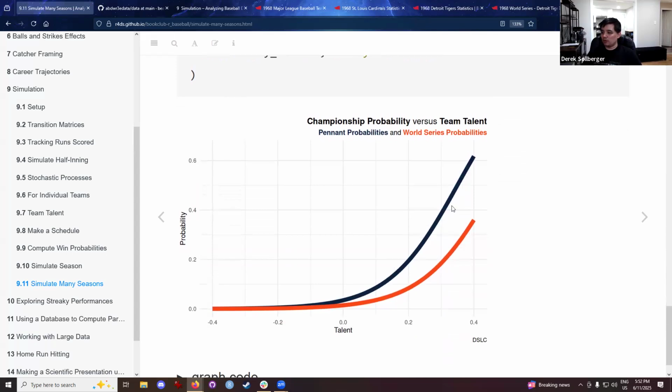For the probability of winning the pennant, I have that in Tiger Navy Blue. And the probability of winning the World Series, I have that in Tiger Orange. In particular, even for a top talent team, and we're maybe thinking of teams like the 2001 Mariners or the 1998 Yankees, even for a top talent team on the far right of the graph there, the probability of them winning their league was still only about 60%, and the probability of winning the whole thing, the World Series, was still only about 1 in 3.